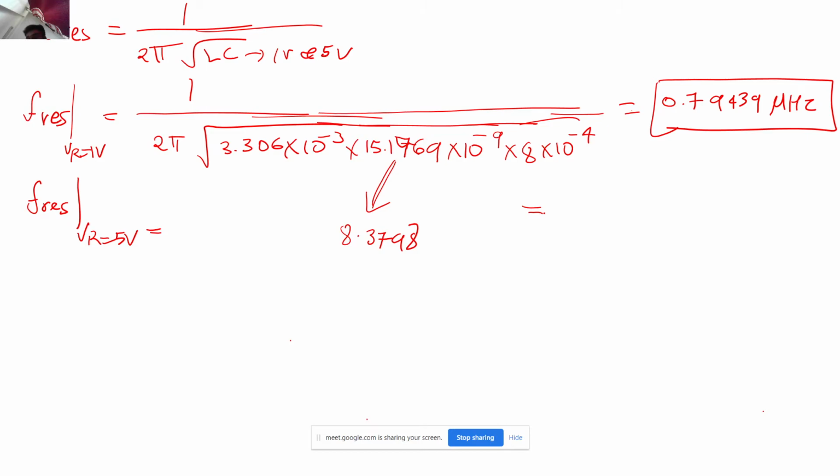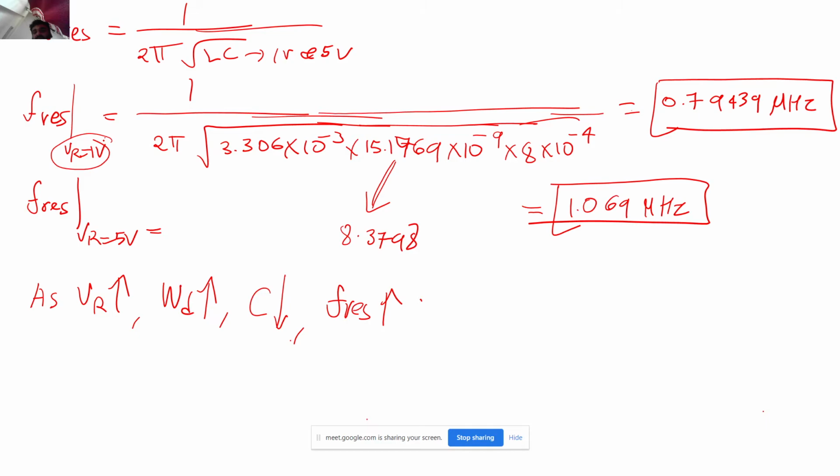Correct? So now what is actually happening, as I have told you, the capacitance was continuously decreasing as we were increasing the reverse bias voltage. As we kept on increasing, the width of the depletion region kept on increasing, which reduced our capacitance value, and because of this our F resonance started to increase. Correct? So let's do the sanity check. F resonance at 1 volt was 0.79 megahertz. F resonance at 5 volts was 1.069 megahertz, and the F resonance they have mentioned at 10 volts is 1.25 megahertz. So again our resonance frequency is satisfying the sanity checks, and hence this answer is correct.